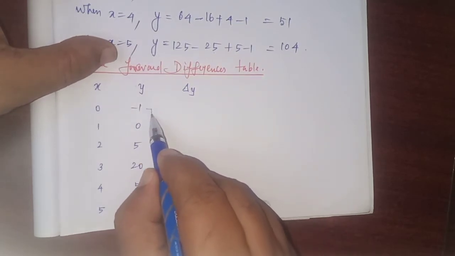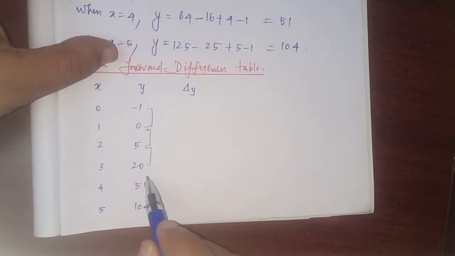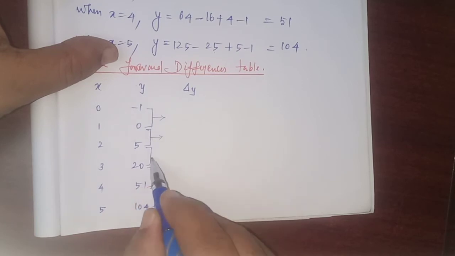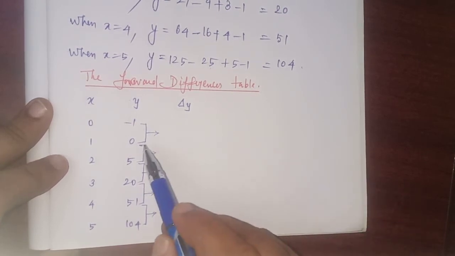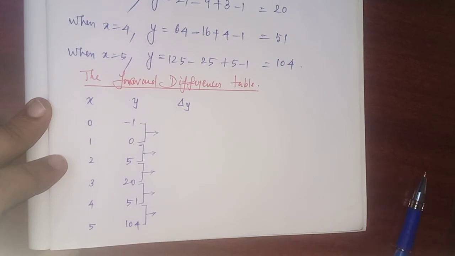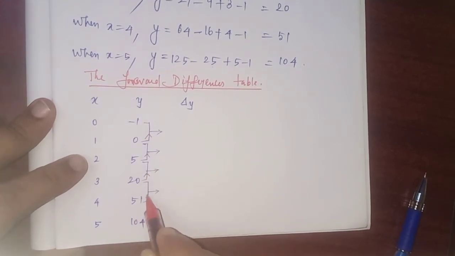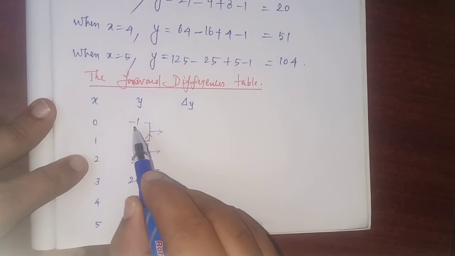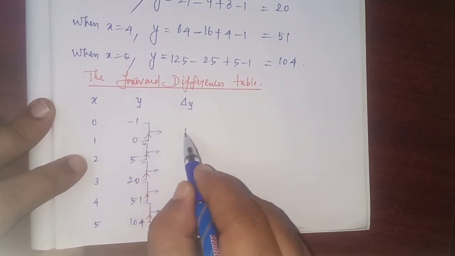Now how to find del y? You have to subtract 0 and minus 1 from here to there. I put the direction over here. Okay. 0, if you subtract, this minus 1 becomes plus 1. 0 plus 1 is 1. You have to write 1 in between minus 1, 0, here only.